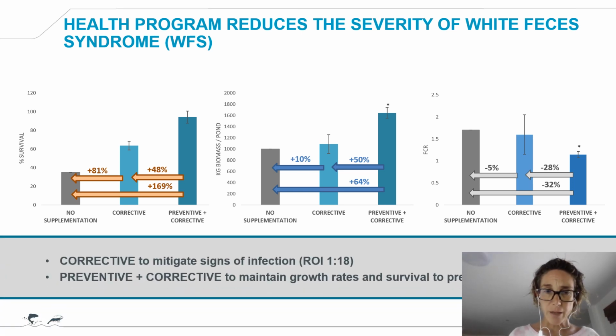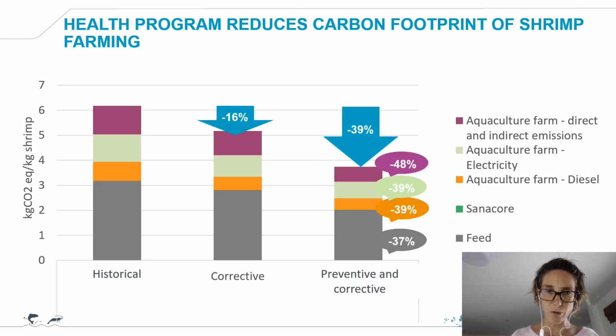Regarding the ROI, we also saw important differences comparing the corrective approach, only treatment during the high risk period, and the corrective plus preventive approach. And during this trial in Indonesia, because of the number of ponds involved and the relevance of the preventive versus corrective strategy comparison, we also wanted to do some evaluation of the carbon footprint of shrimp farming historical data compared to corrective treatment and compared to preventive and corrective treatment, and evaluate if there was any reduction on the emission of CO2 per kilogram of shrimp.